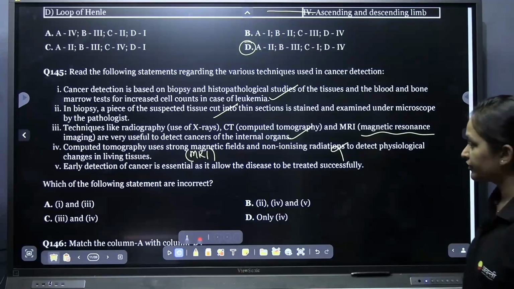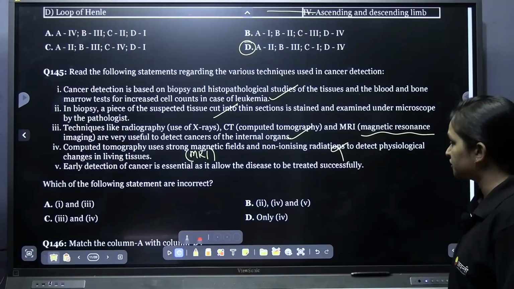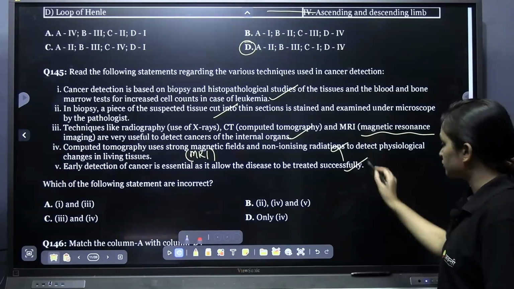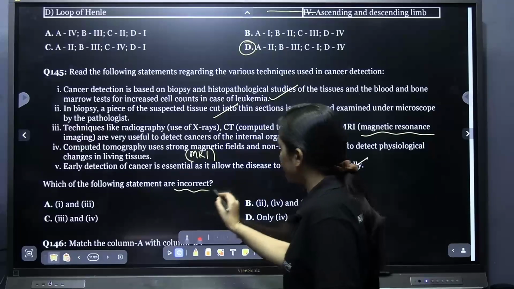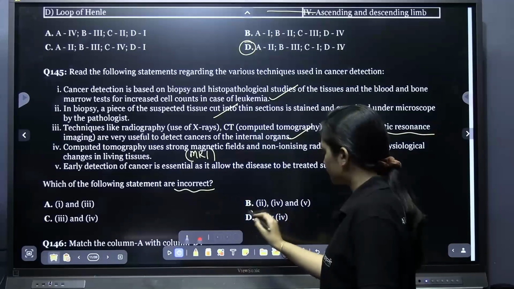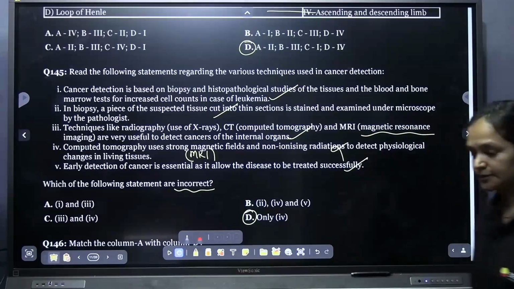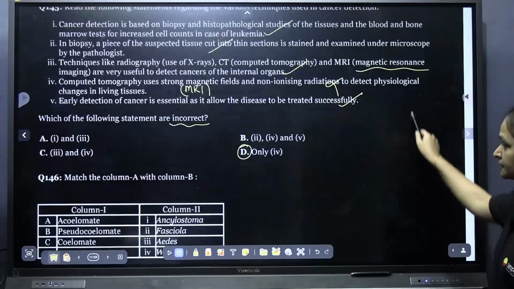Early detection of cancer is essential as it allows the disease to be treated successfully. This is also correct. We need to find the incorrect one. Incorrect is only 4. So D for Delhi is the right answer. Understood?